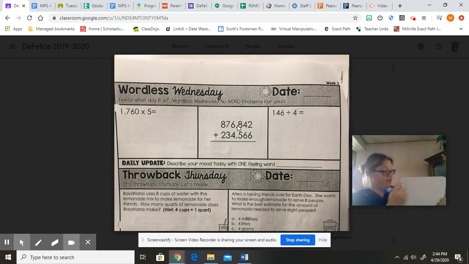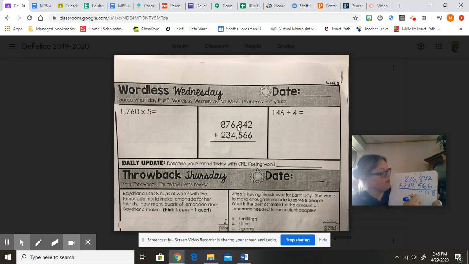All right. Addition. 876,842 plus 234,566. Line up your place values. Ones over your ones, tens over your tens, hundreds over your hundreds, and so forth. And we're going to start in our ones column. 2 plus 6 is 8. 4 plus 6 is 10. Put the 0, carry the 1. 1 plus 8 is 9, plus another 5 is 14.